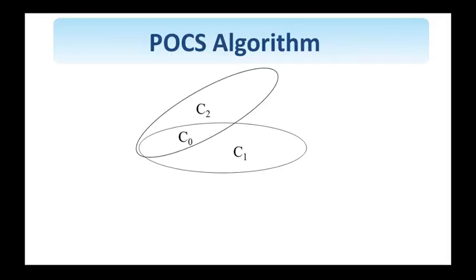So I have again two sets, a set C1 and C2. Each of them represents a set of images with desirable properties. They intersect. C0 is the intersection of the two sets, and I'm interested in finding a solution in the intersection of the two sets. An intuitively very clear approach is to utilize the projections onto convex sets approach or algorithm.